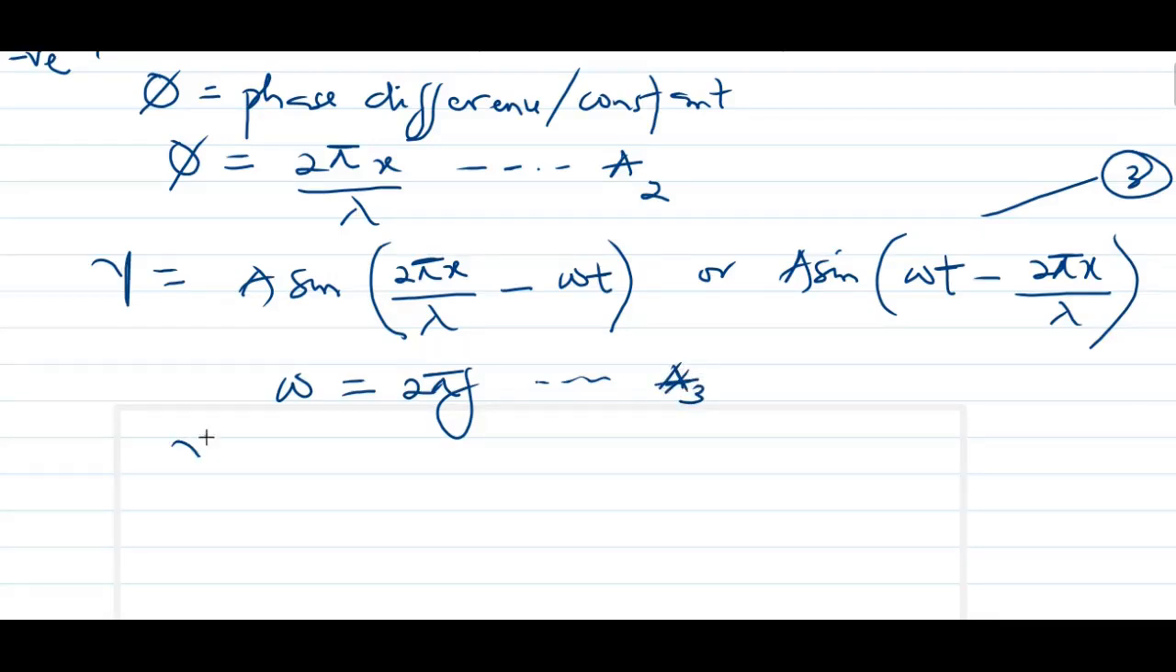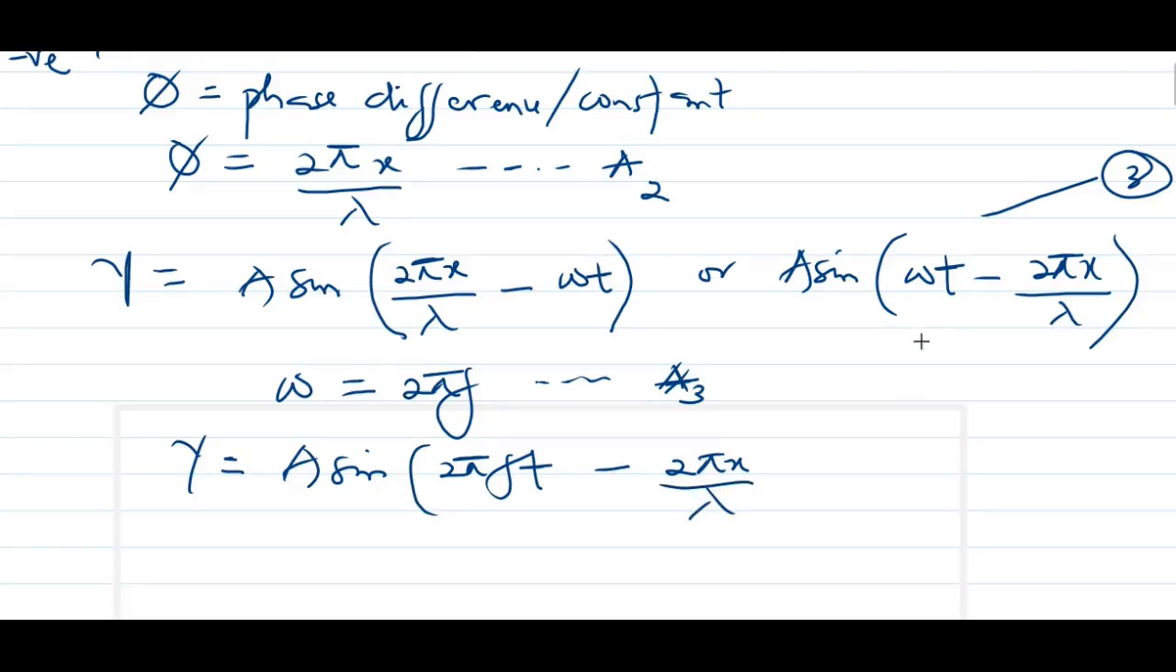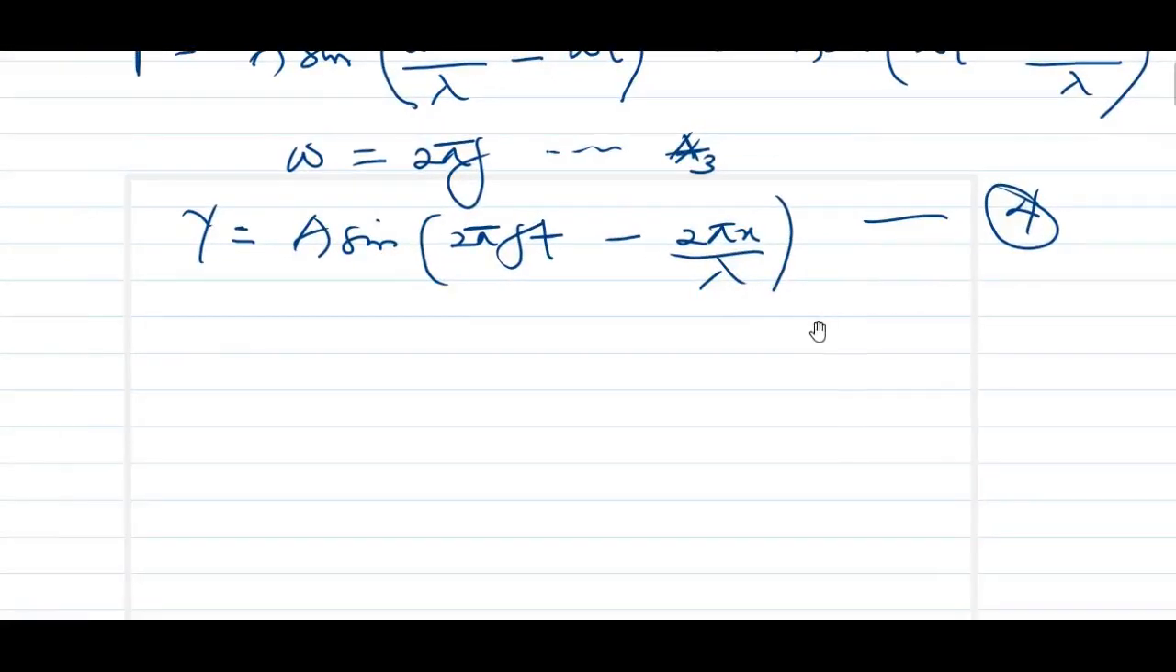If omega is 2 pi f, I can have y equals A sine 2 pi f t minus 2 pi x over lambda. Here, instead of writing omega t, I just put 2 pi f, then this t, making 2 pi f t minus 2 pi x over lambda. So this produces equation 4. Are you getting it now?